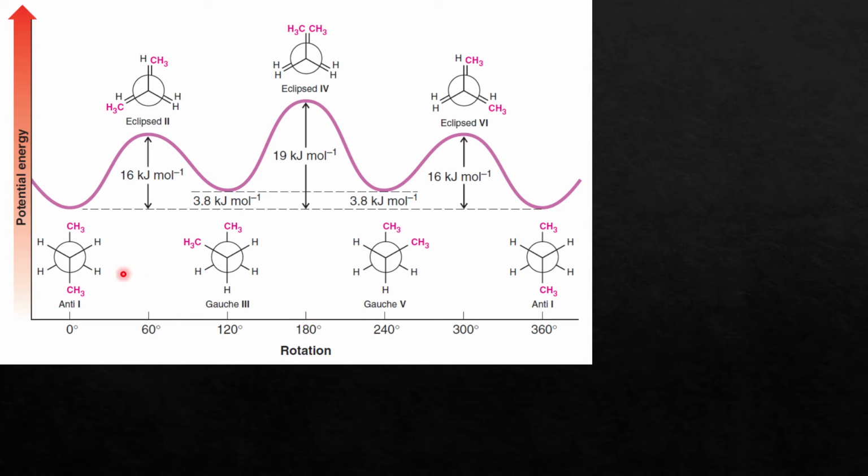You can see that this anti-conformer is the lowest one, because it has staggered conformation. All these atoms are at as maximum a distance from each other as possible, so that's why they are the stable one. They have almost 0 torsional strain or steric strain, so that's why they are the most stable conformer.